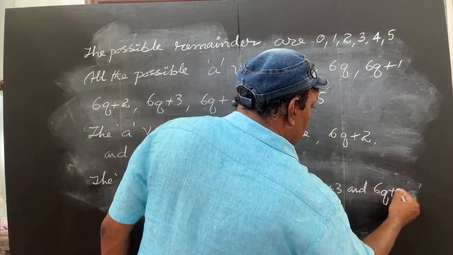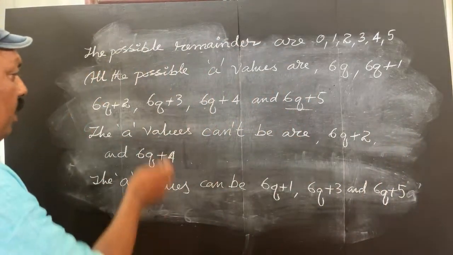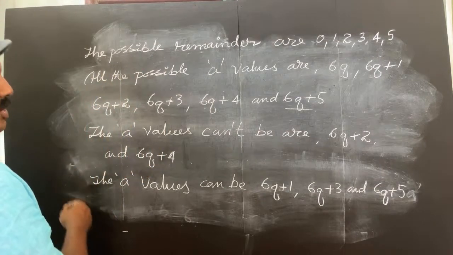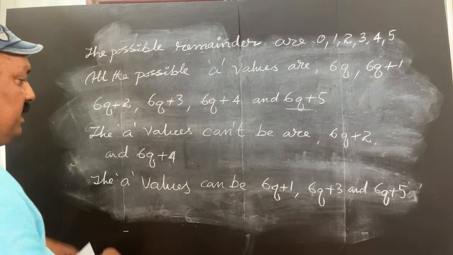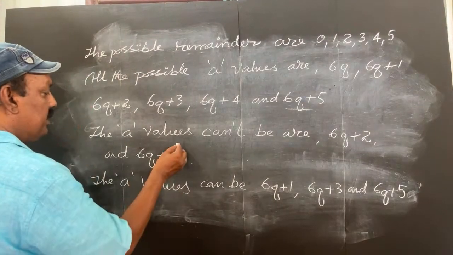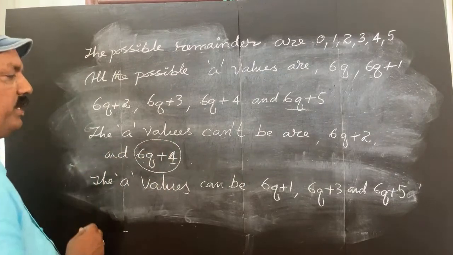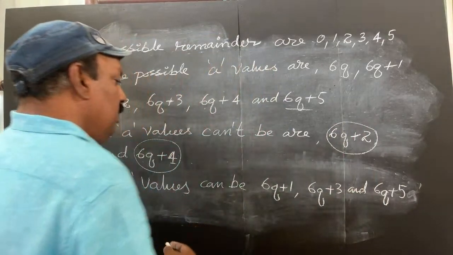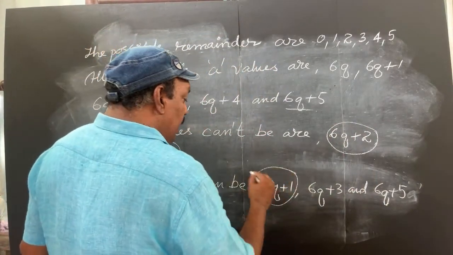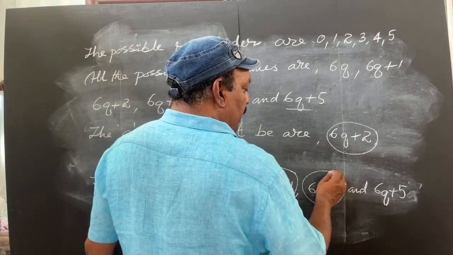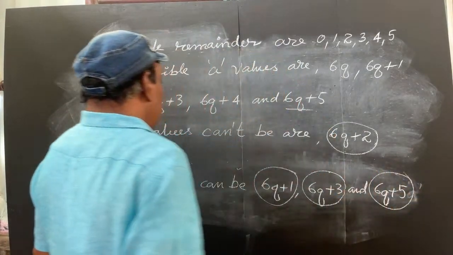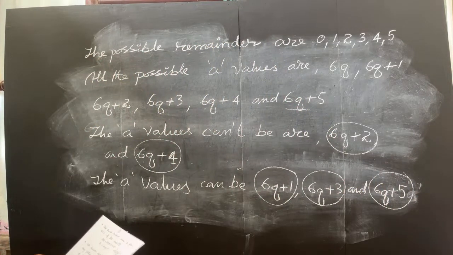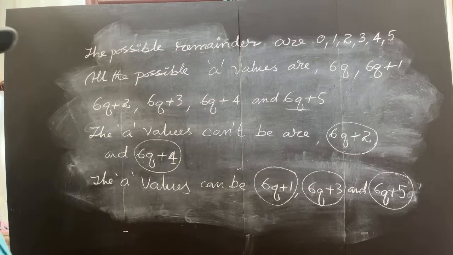How can I say these are the a values, and why am I saying the others are not? Because he told in the question, show that any positive odd integer. 4 is not an odd integer, that is why 6 cube plus 4 is not an a value. 2 is not an odd integer, that is why it is not an a value. And 1 is an odd integer, that is why it is an a value. 6 cube plus 3 is an a value and this one is an a value. So these are the positive a values. This is one interesting sum before I move on. Okay, we will go to the next sum.